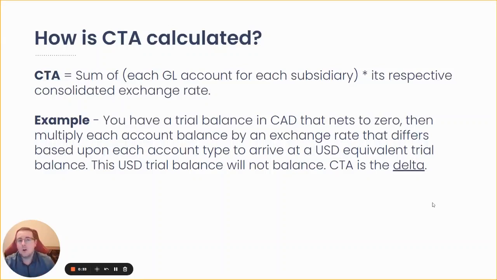Now your Canadian dollar trial balance will net to zero, as all trial balances should. But now imagine taking each of those balances, multiplying them by different consolidated exchange rates to get to a US dollar trial balance. Would you expect that trial balance to net to zero? Well, you shouldn't. In fact, the only case where it should net to zero is when each of the consolidated exchange rates, the current rate, the average rate, and the historical rate, are using the exact same exchange rate.